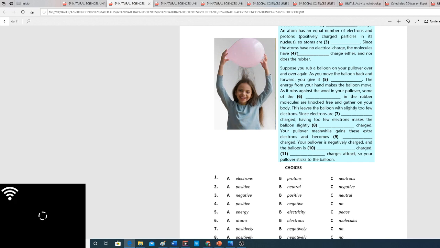We can choose between positive, talking about molecules. Remember, atoms are neutral, and molecules are compounds of atoms. So positive, negative, or no charge. Yes, no charge, and no does the rubber.